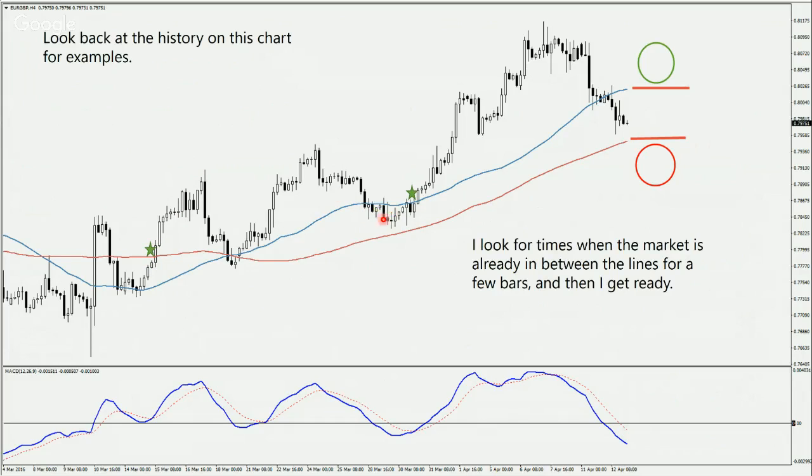And here again, price found itself taking a break in between the two lines, and as soon as it makes a decision for direction, it crosses one line or the other, and that's where I have an expectation that momentum will be there. Why? Because the market has made a decision for direction, and I'm expecting to see some momentum pick up at that point in time. I look for times when the market is already in between the lines for a few bars, and then I get ready.